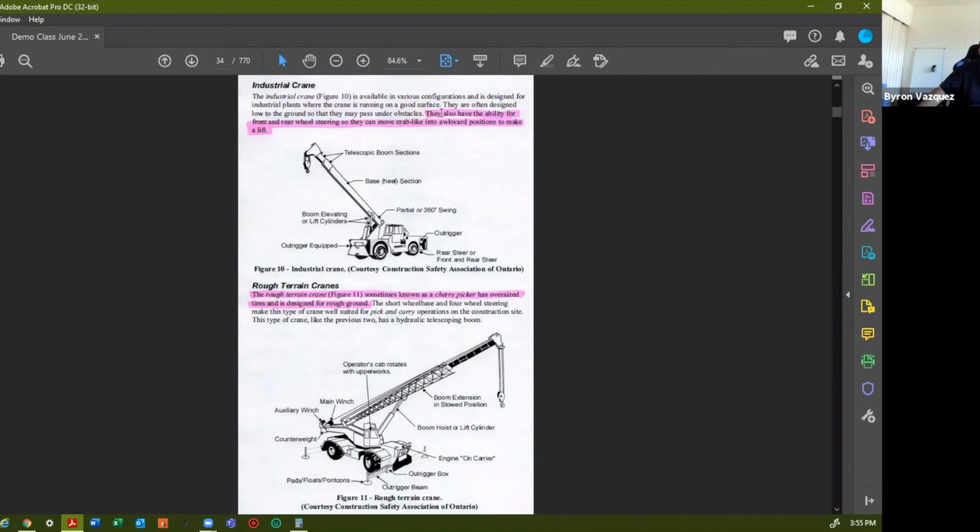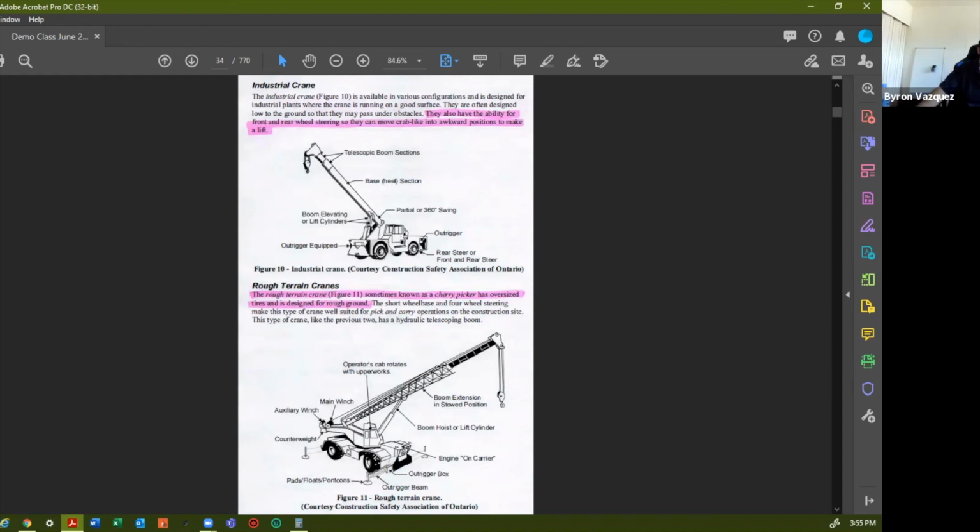Now that's not the trade, that's a trade name for it. That's not its formal name. It's called an industrial crane, so we'll go with that. But just for your information, they also have the ability for front and rear wheel steering, so they can move cab-like into awkward positions to make a lift. And so these are relatively small compared to other cranes.